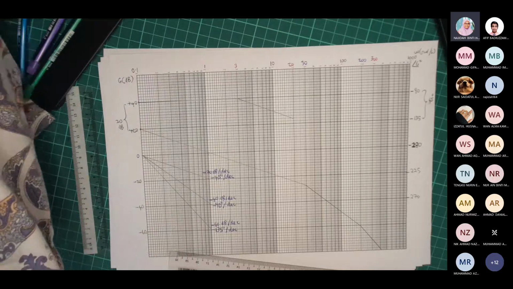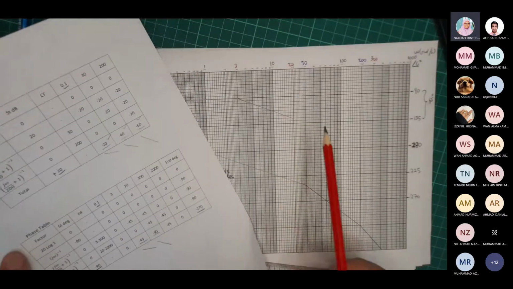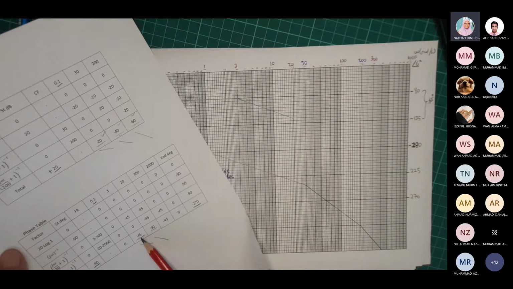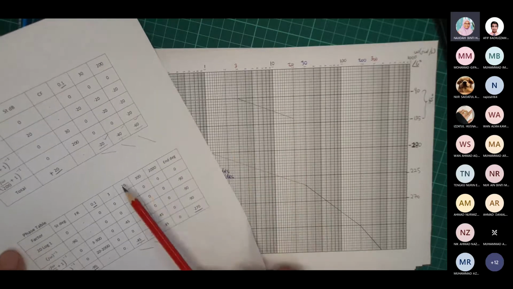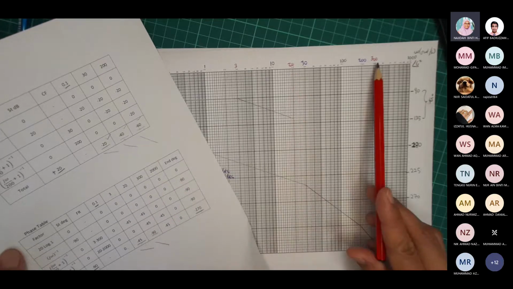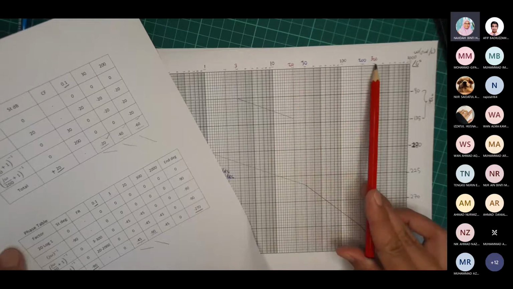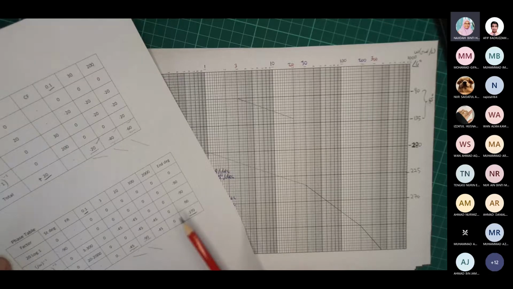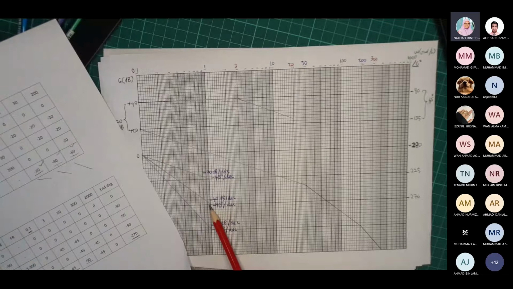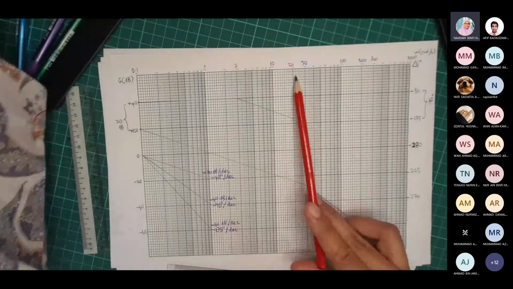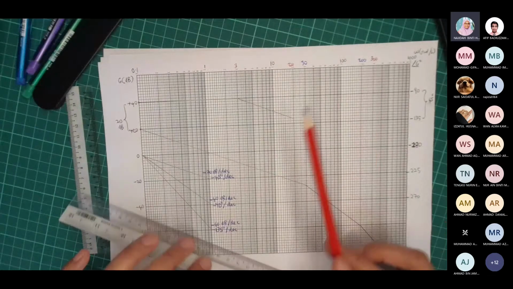Okay, next. So from 3 until 20, the slope is negative 45 degree per decade. Next, from 20 until 300, this is my 20, this is my 300. From 20 until 300, the slope is negative 90 degree per decade. So I can use my reference slope, this one, same as negative 40 dB per decade.